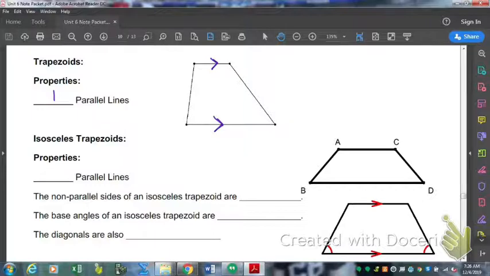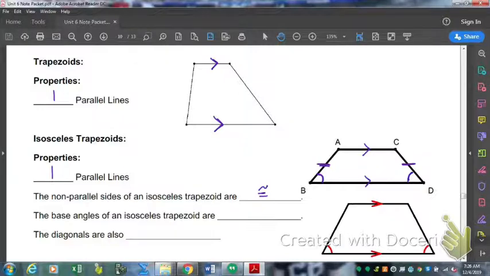An isosceles trapezoid, very similar to an isosceles triangle. You do still have one pair of parallel lines. Now, the non-parallel sides are congruent. Okay, so you can mark these as having the same length. The base angles, just like in an isosceles triangle, the base angles of an isosceles trapezoid are congruent. Okay, that's awesome. That's really good to know.